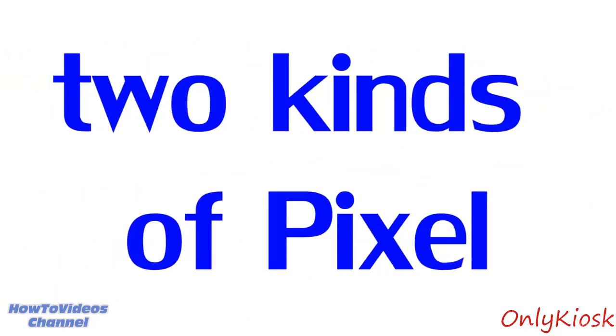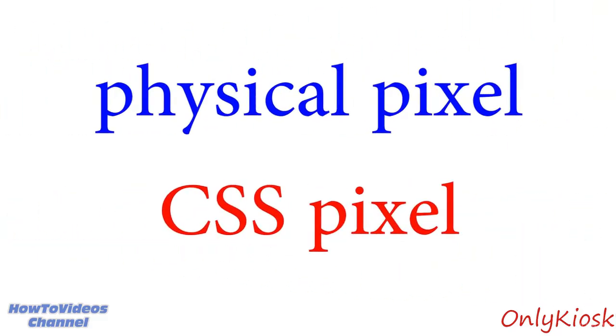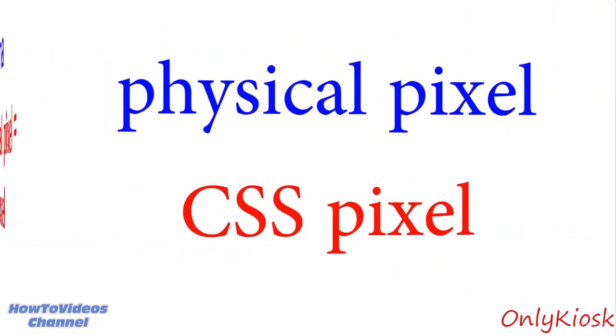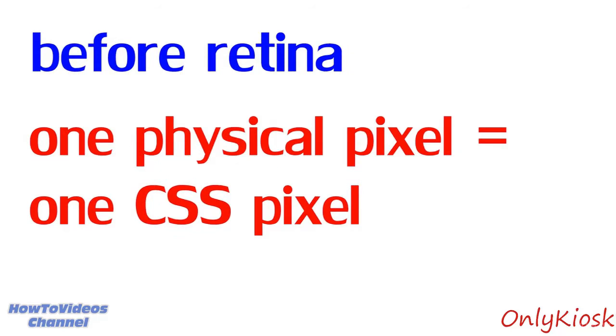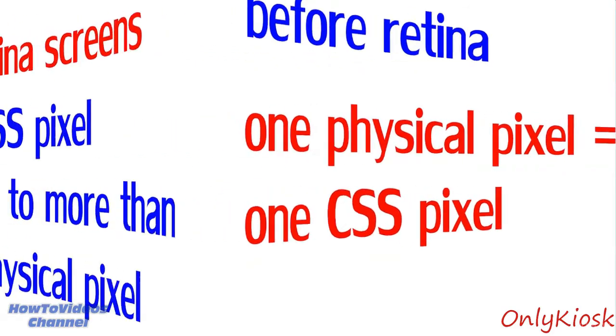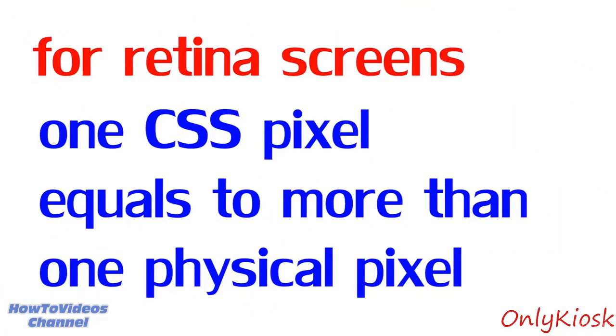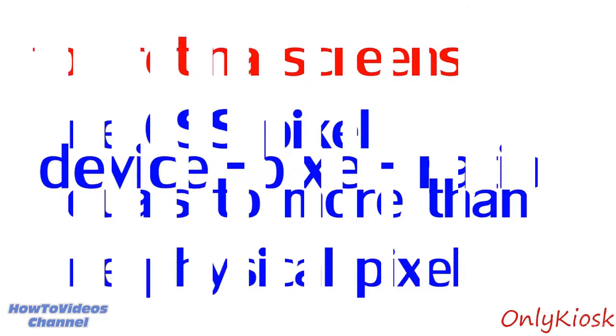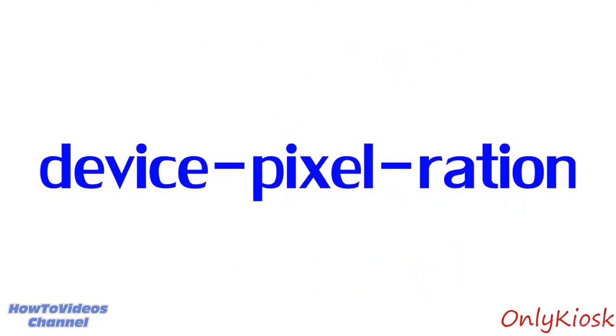First, we need to have a proper understanding of pixel. There are actually two kinds of pixel: physical pixel and CSS pixel. Before Retina screens were developed, one physical pixel equals to one CSS pixel. But after Retina screens were developed, things became different. Two or even more physical pixels will be regarded as one CSS pixel. This has created a new concept: device pixel ratio. If the device pixel ratio is bigger than 2, then this screen will be regarded as a Retina screen.